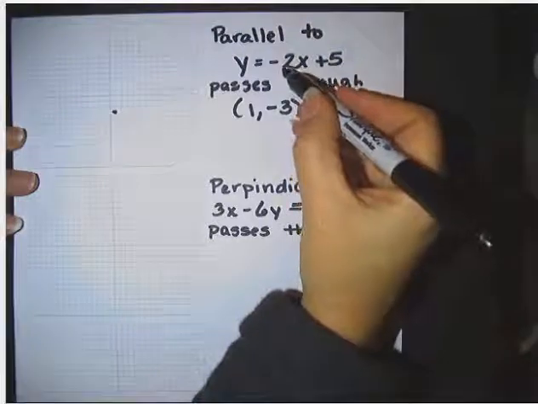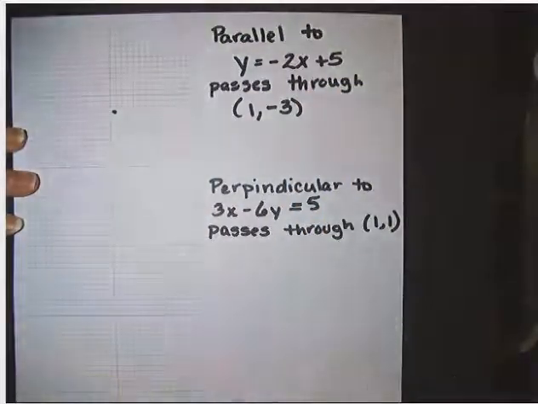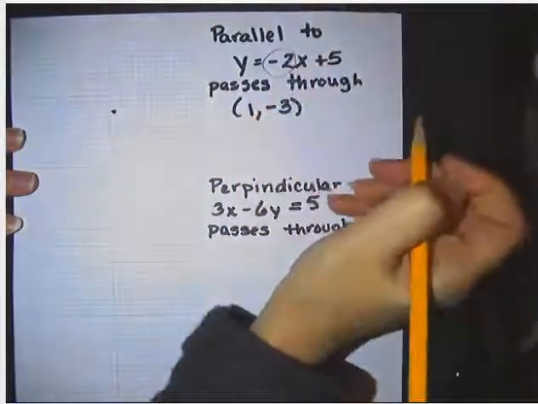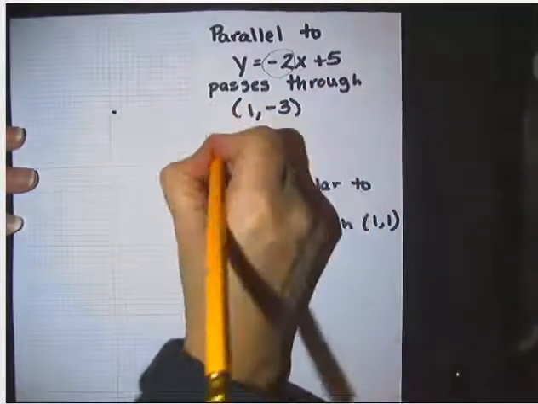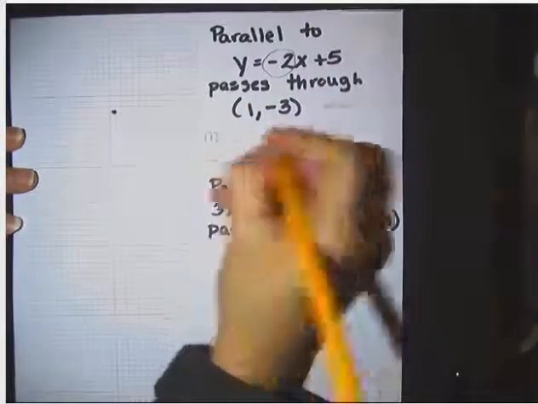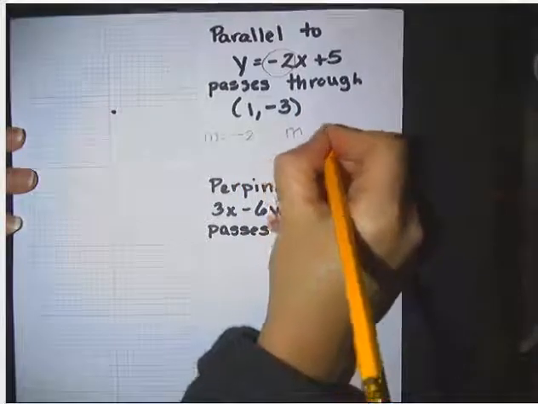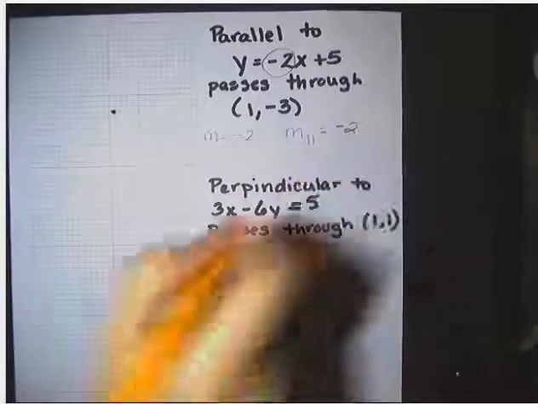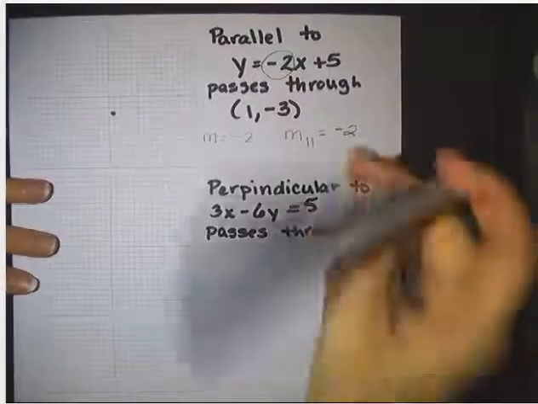When I give you this parallel or perpendicular, all you're going to do is just steal the slope. So if the slope of this line that I was given, since this is in y equals mx plus b, the slope is -2. The slope of the parallel line is also going to be -2 because slopes of parallel lines are equal. So I need to use the slope of -2 over 1.